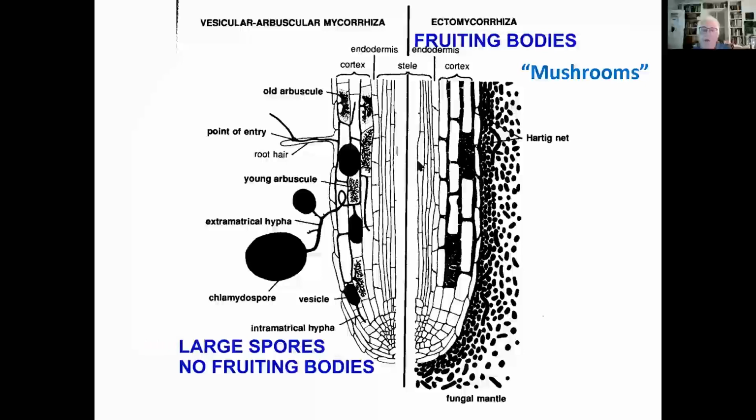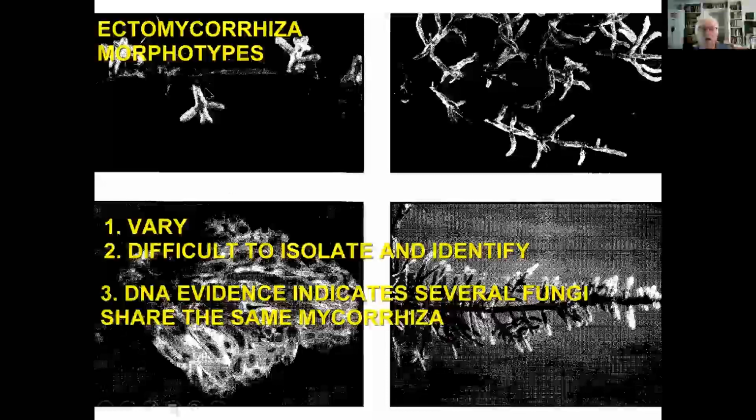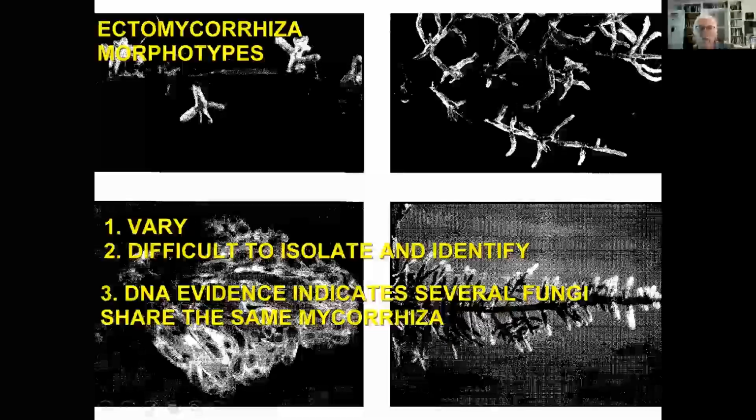So think back to VAM and Ectomycorrhizae. The vesicular or vascular mycorrhizae grow inside of the cells. They don't form mushrooms. They form large spores, but there's no fruiting body. With the Ectomycorrhizae, they form mushrooms, and the spores are tiny spores which are on the hymenium of the mushroom. So let's have a look at some of those. This is what some of the mycorrhizae look like. These are what are called the morphotypes. If you dig in the soil, that's what they look like.